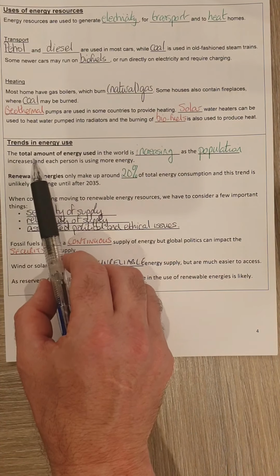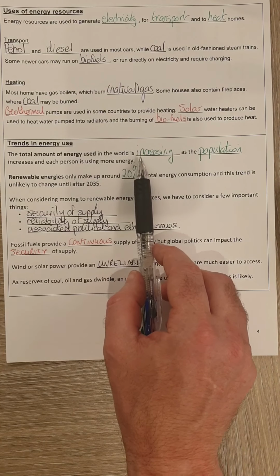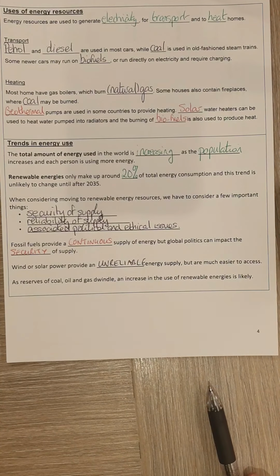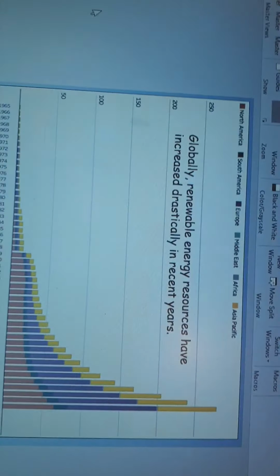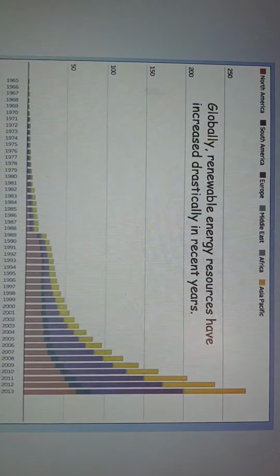Okay, so once I've explained this, you can pause the video to make sure that you've understood the points. So the first point is the total amount of energy used in the world is increasing as the population increases and each person is using more energy. Now, in a way, we have to realize that this is actually not a bad thing. This is, in some senses, a good thing. So I'm just going to show you some graphs that show this. So again, these are in your PowerPoint.